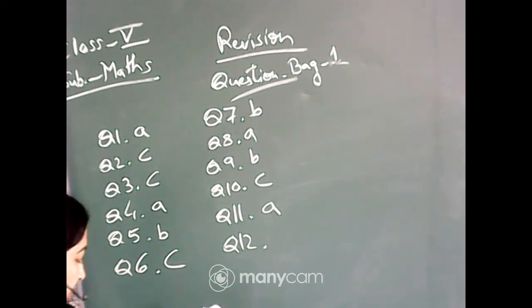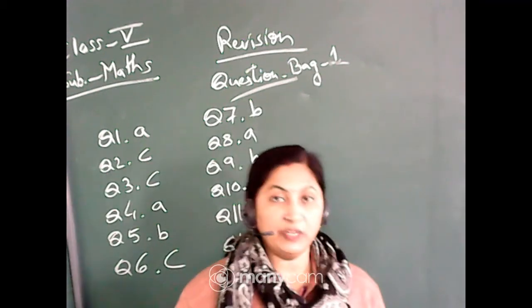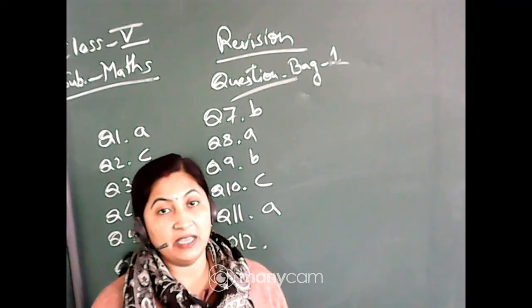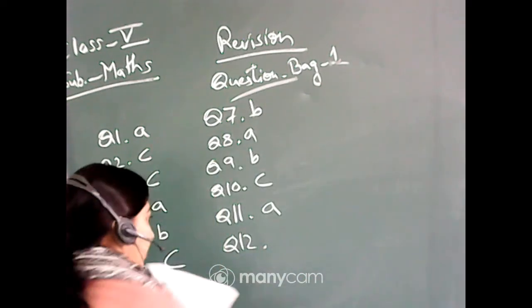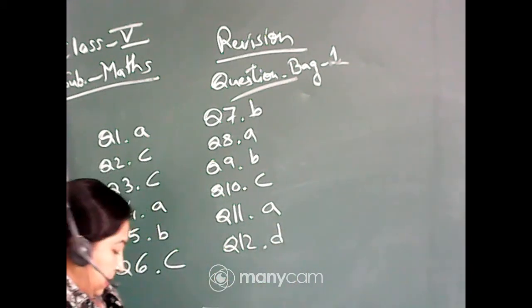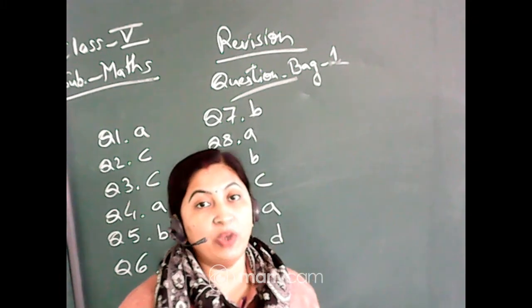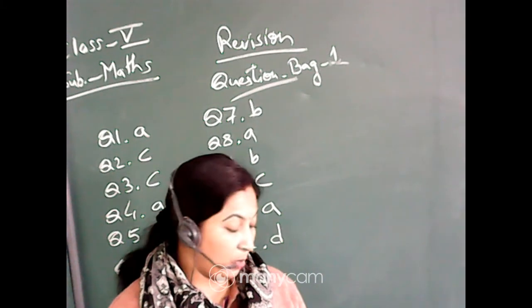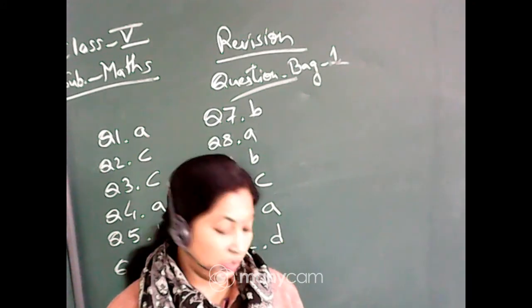Okay, now come to the next one, number 12. 1 by 0.04. Again, remove the points. So the numerator will be 100 by 4. When you cancel 100 by 4, the answer will be 25, isn't it? That is option number D. 0.04 means after the point there are 2 digits, so you take the numerator as 100 and the denominator as 4. After removing the decimal, 100 by 4 means 25.